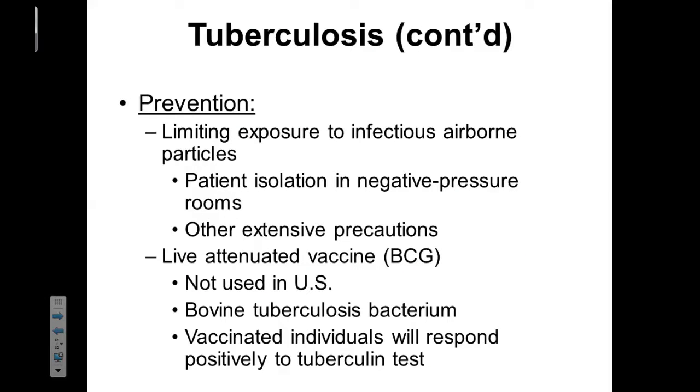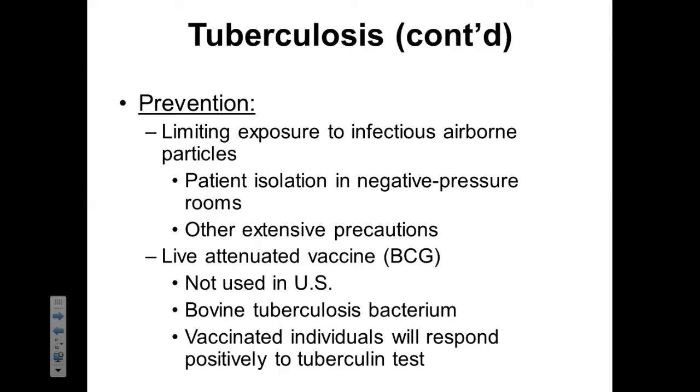Generally speaking, the best way to prevent contraction of tuberculosis is to not get exposed to tuberculosis. Limit your exposure to infectious particles. If the patient is actively coughing, you should isolate the patient, put the breath mask on the patient, and put the patient in a negative pressure room.